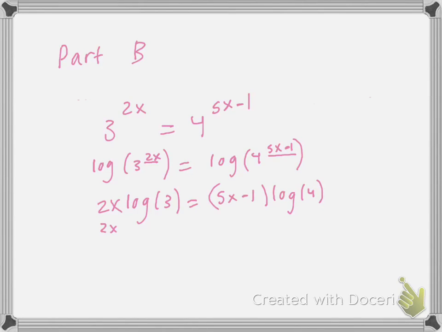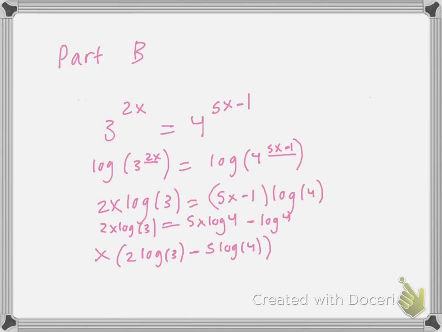And we know that this is equal to 2x log of 3 equals 5x log of 4 minus log of 4. And then we can bring all the x's over to one side and take out the x. So x times 2 log 3 minus 5 log of 4 is equal to negative log of 4. And then we know that x is equal to negative log of 4 over 2 log of 3 minus 5 log of 4. So there you go. That's the exponential.